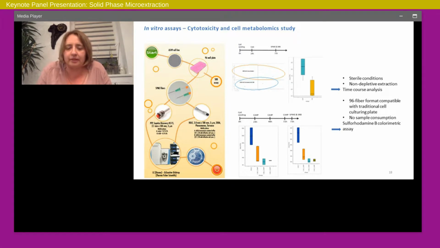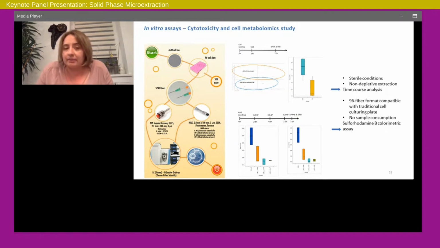So here, for example, you can see that we can use these 96-well plates for culturing the cells and then doing time course analysis. So basically using the same samples a number of times for extraction, and then we can get time course analysis, so we can observe what compounds are declining and what compounds are appearing in the system. For example, here we were observing the effect of drug. First, we were extracting just from the cancer cells, and then we exposed them to the drug, and we were observing changes over the period of time exactly from the same wells.